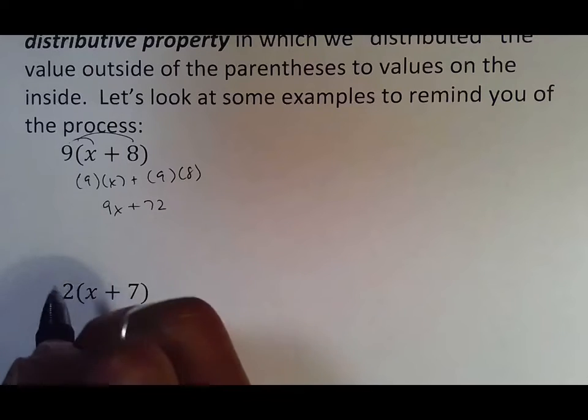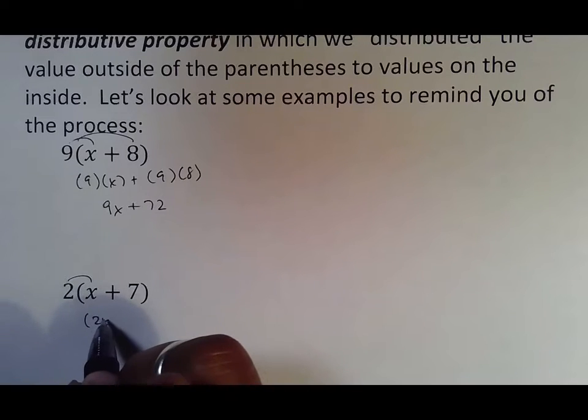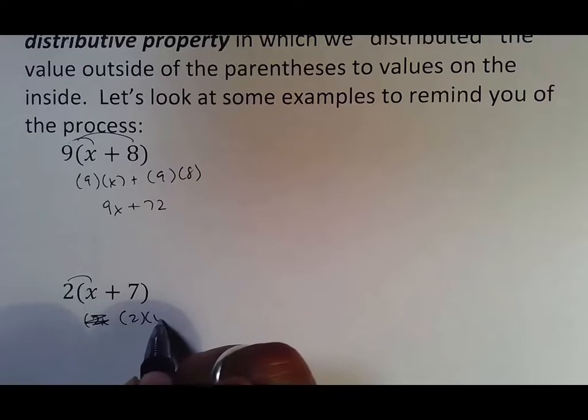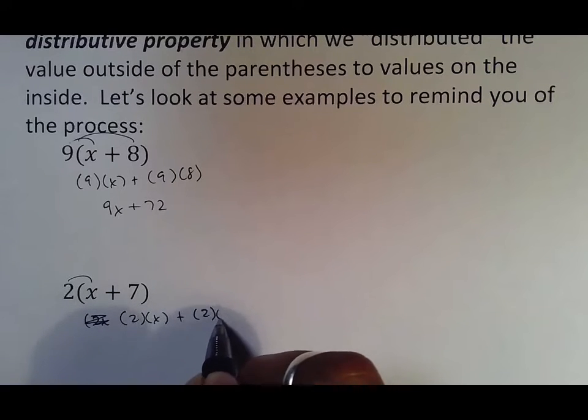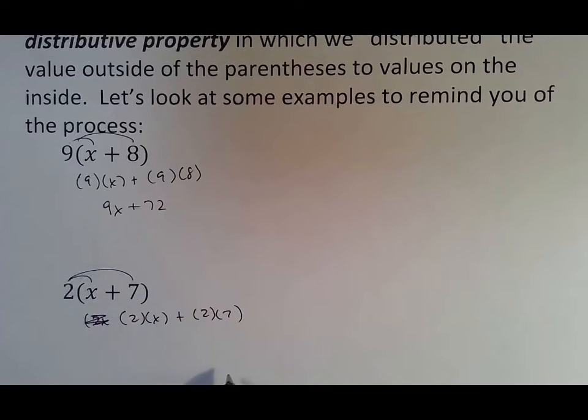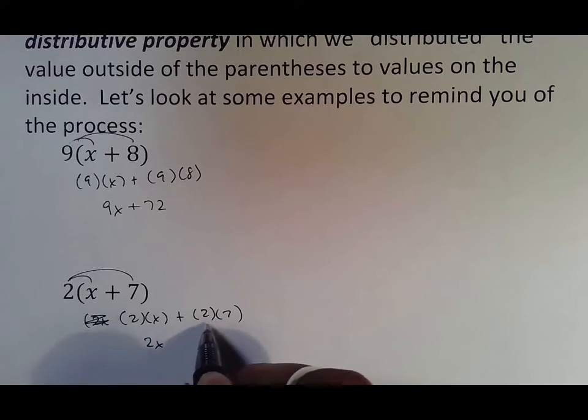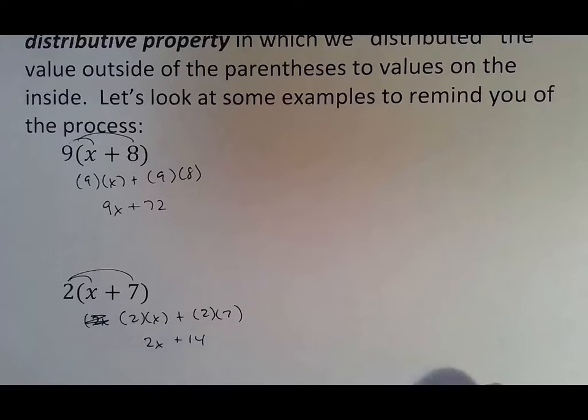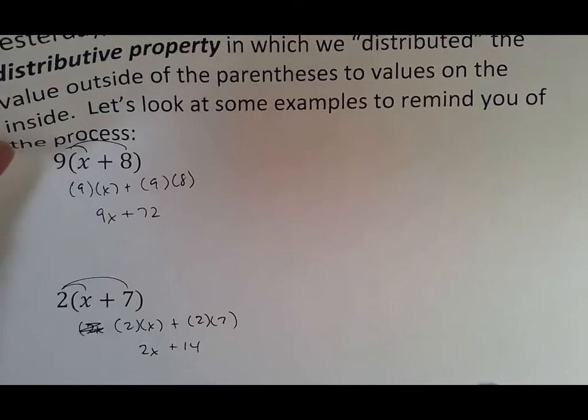Here, x and 7 are friends. We can talk about 2 meeting x and 2 meeting 7. Again, both of those go on. In this case, when you take 2 times x, it's just 2x. When you get 2 times 7, it's just 14, and that is all.